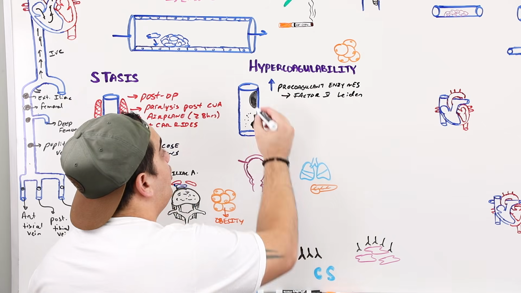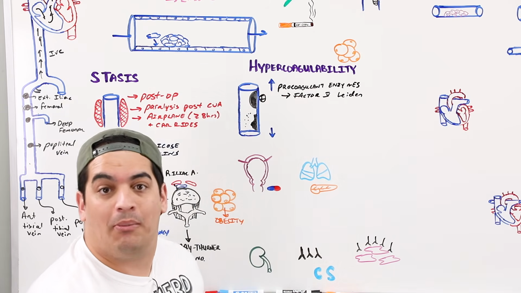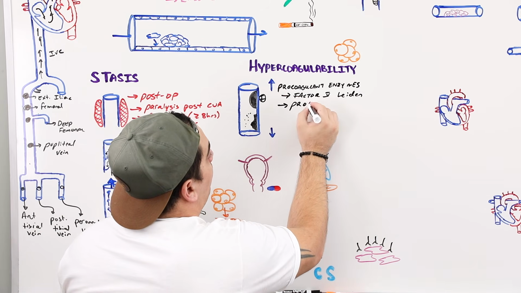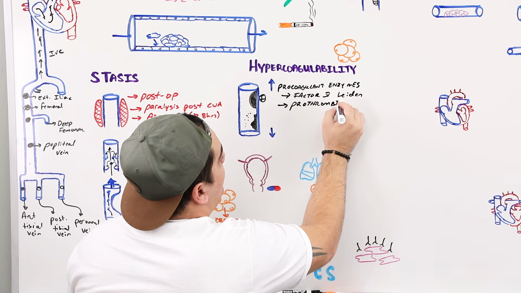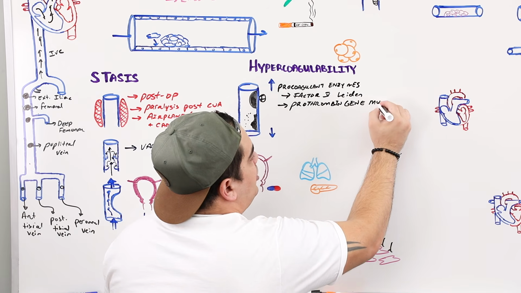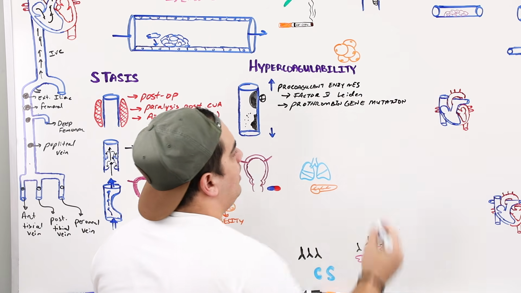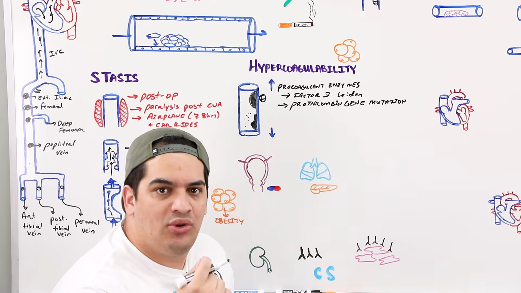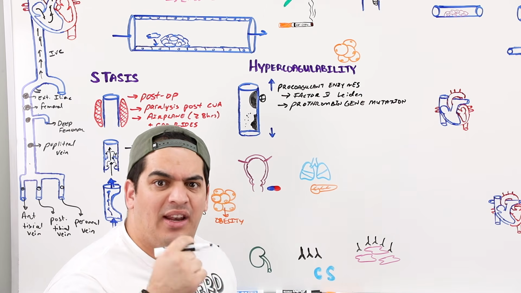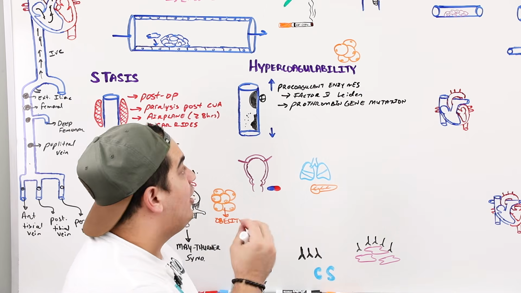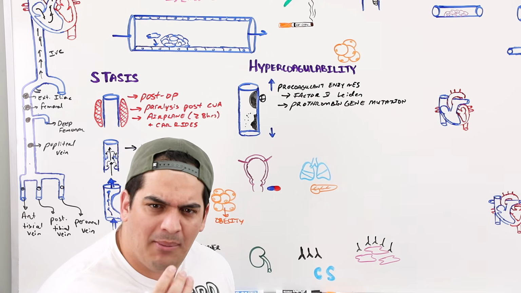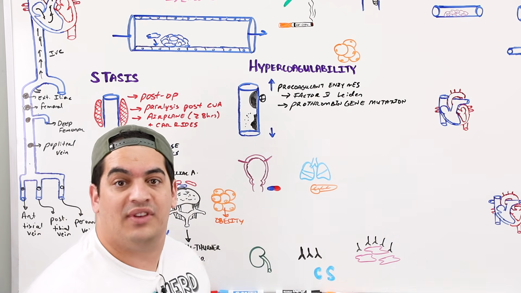If you have increased factor 5, you're going to stimulate thrombus formation if you have a lot of it. Another one is called a prothrombin gene mutation. Prothrombin is a precursor for thrombin. So you have this mutation where you have an increase in the prothrombin activator system, increasing the conversion of prothrombin to thrombin. So you have an increase in thrombin. Thrombin is a very strong procoagulant enzyme, so indirectly, you're going to increase the formation of blood clots.